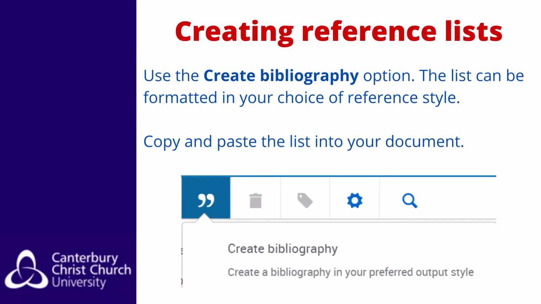Once you've got your references into Refworks, then you can create a bibliography or a list of all of your references, or even just a select few of them. This list can be formatted in your choice of reference style, and you can copy and paste it into your document. For alphabetical reference lists, such as in Harvard style, they'll automatically be in the right order, but for numerical styles, such as Vancouver, you will need to put them in the correct order yourself.